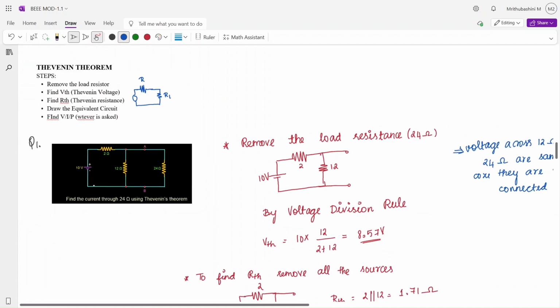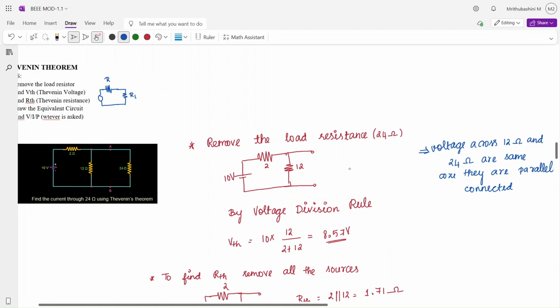All right, so this is a question. They're asking you to find the current across this 24 ohm resistance using Thevenin theorem. So the first step is you have to remove the load resistance. Here the load resistance is 24, so I'll remove this. Now by the voltage division rule, I have to find the voltage across this. We know that voltage divides in series. Voltage will be the same in parallel. So whatever voltage is there in this 12 ohm resistor will be there in 24 also. So if I find the voltage across 12 ohm, it's the same as that of 24.